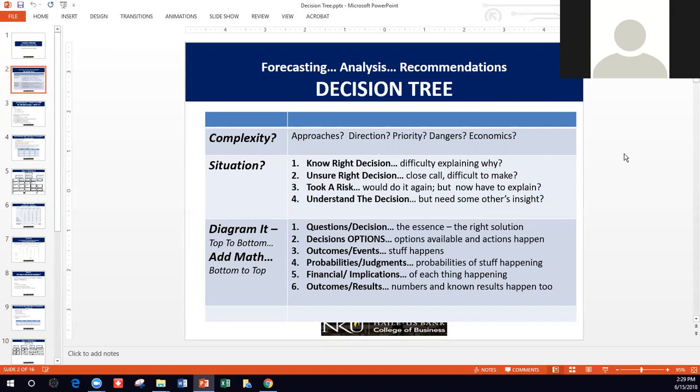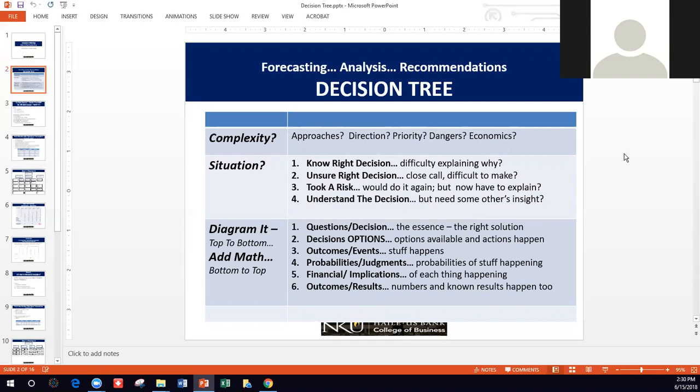Have you ever had a situation where you know in your gut the right decision, but you're having trouble explaining it? Or you're unsure of the right decision. It's a close call. Well, it's difficult to make. Or you took a risk, at the time it made sense, you'd do it again in the same situation, but now that it didn't work, you're having trouble explaining what went wrong. Or you understand the decision, but you need a lot more people involved in sharing their insights.